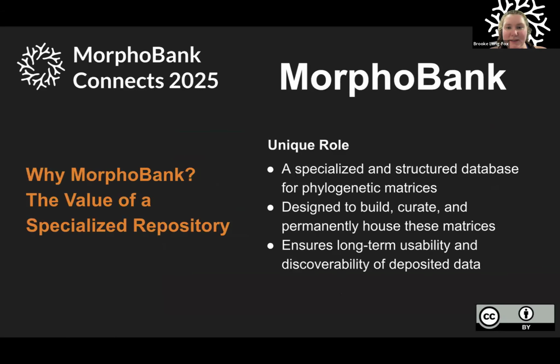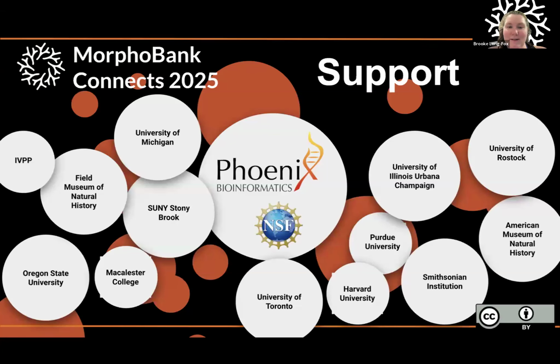MorphoBank is a specialized repository. General repositories would be like Zenodo, whereas a specialized repository only takes specific types of data. For MorphoBank, our data structure is for phylogenetic matrices, and MorphoBank was specifically designed to build, curate, and house these matrices. This ensures the long-term usability and discoverability of the deposited data.